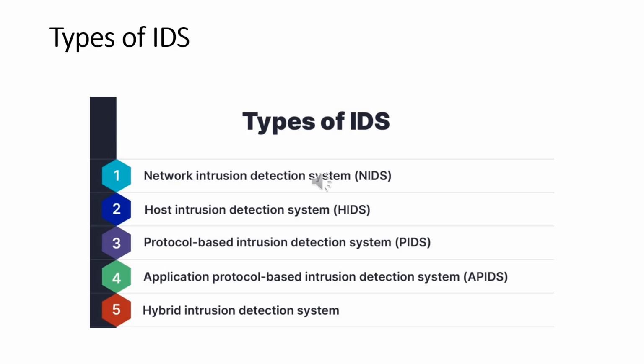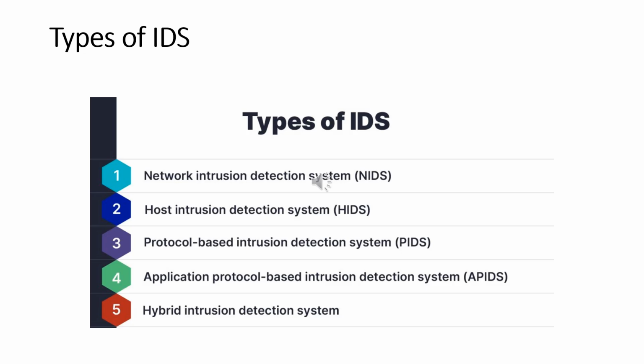Application Protocol Based Intrusion Detection System. This system watches the traffic between applications. It protects things like web applications and databases. For example, it's like monitoring the messages between the mobile app and the server.